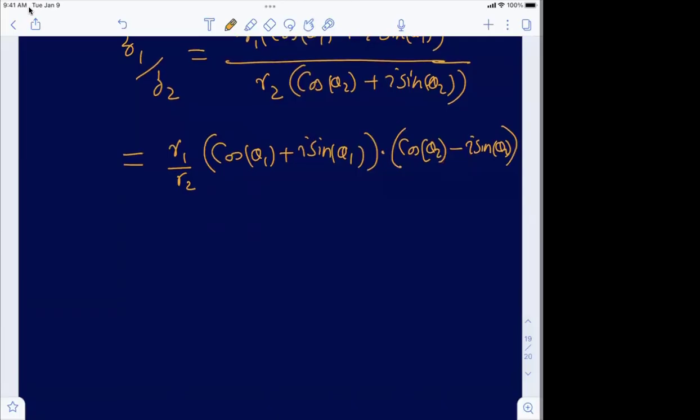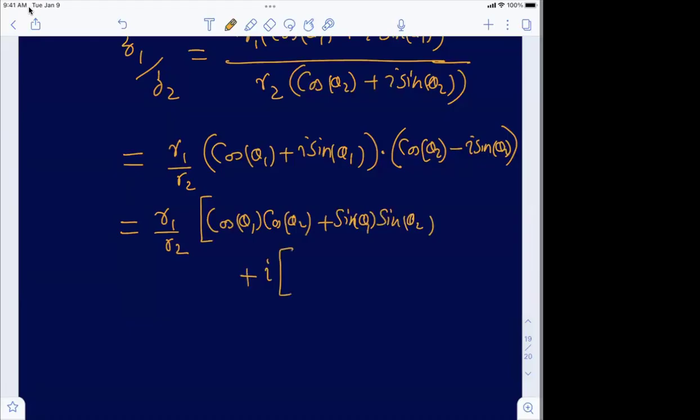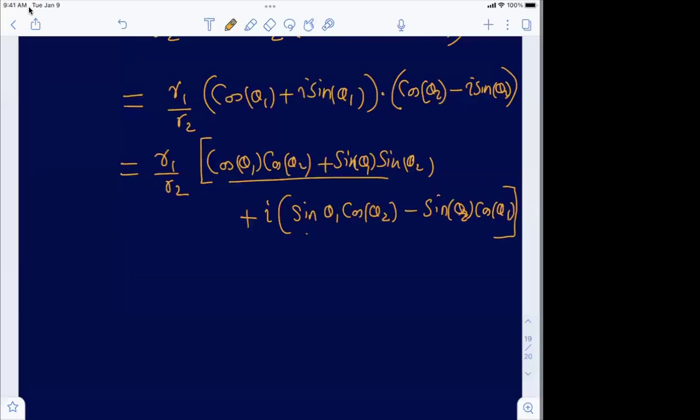So now when you multiply this out, you're going to get cosine theta 1 cosine theta 2 plus sine theta 1 sine theta 2, and then I times the cross terms: sine theta 1 cosine theta 2 minus sine theta 2 cosine theta 1. Now, these two formulas stand directly from trigonometry.